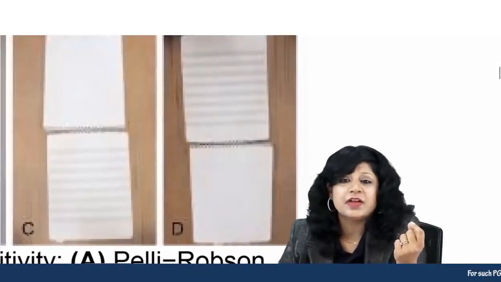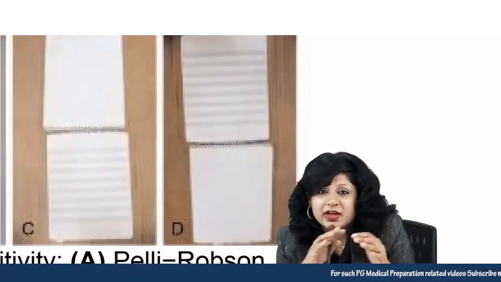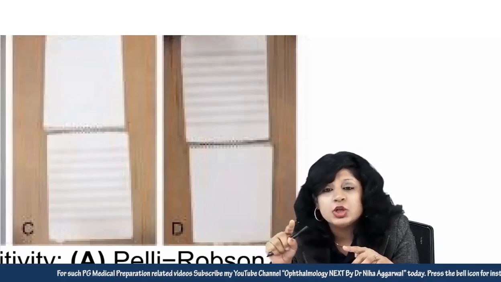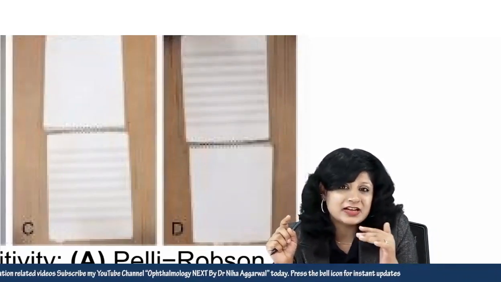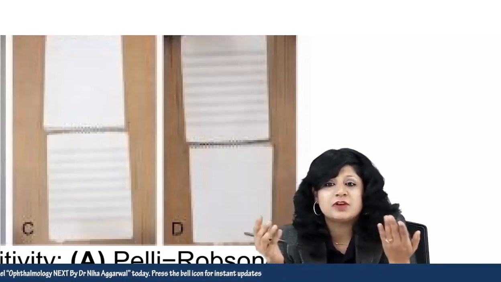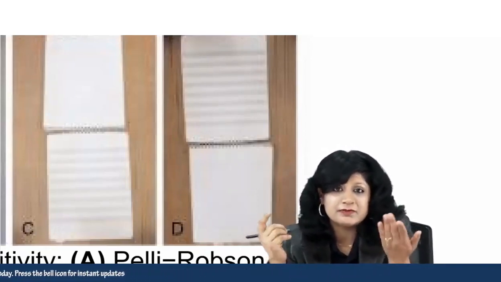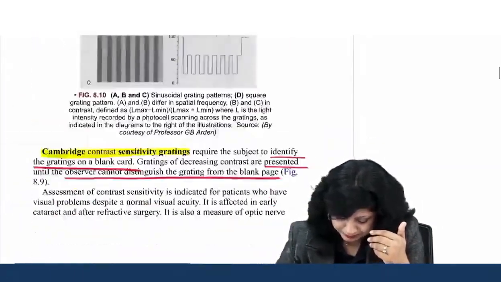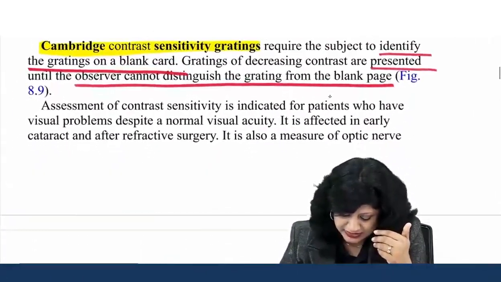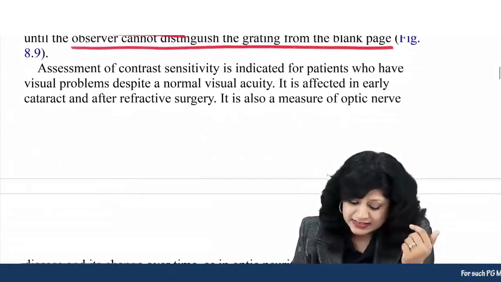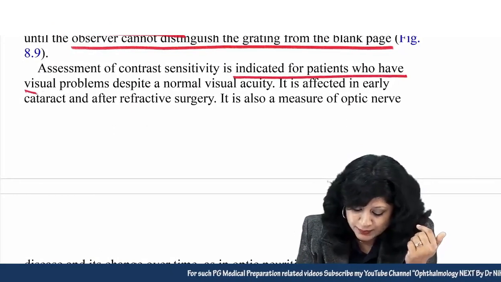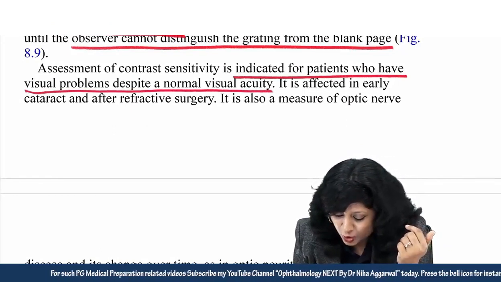This is there. So we have got a blank page and we are using the different contrast sensitivity of lines here. You have to see up to which line the person can differentiate and which will become non-visible, invisible to the patient. So this can be used, okay. So we can use this Cambridge contrast sensitivity pattern also. Now assessment of the contrast sensitivity is indicated for the patients who have visual problems despite a normal visual acuity.